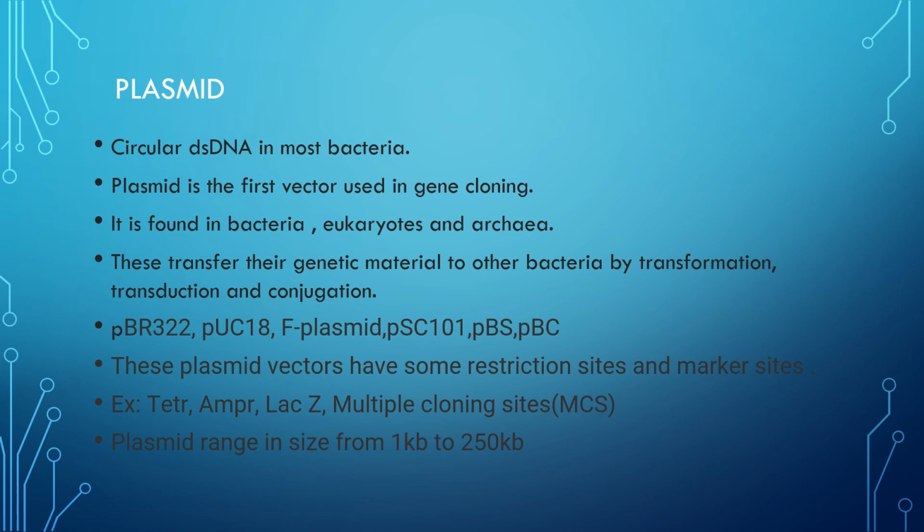Plasmid. Plasmids are mostly circular double-stranded DNA in most bacteria. Plasmid is the first vector which was used in gene cloning. It is found in bacteria, eukaryotes, and archaea. These transfer their genetic material to other bacteria by transformation, transduction, and conjugation. These plasmid vectors have some restriction sites and marker sites. For example, AmpR and LacZ are some of the plasmid vector markers. Plasmids range in size from 1 kb to 250 kb.